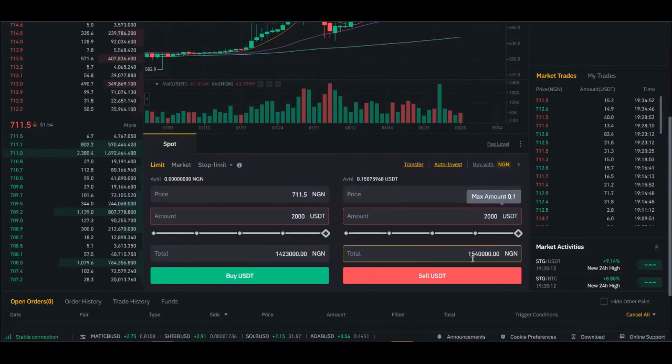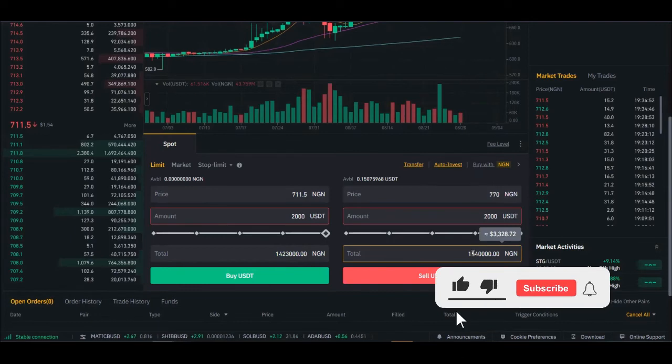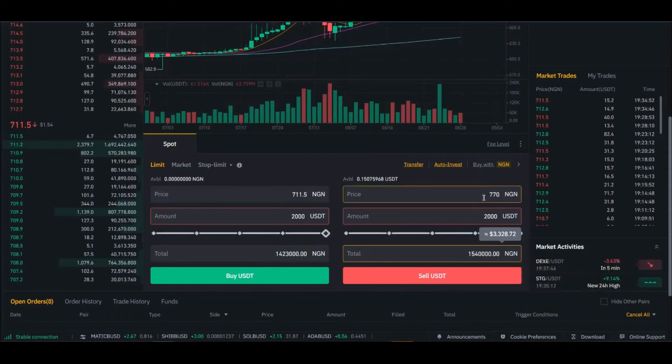The same 2,000 USDT would have given you 1.5 million, which means that there is still profit in that. There is still profit in it. What if this grows up to 1,000 Naira, for instance? One USDT is going for 1,000 Naira.